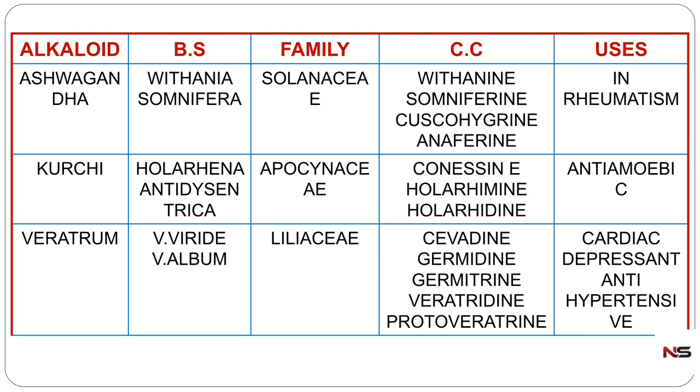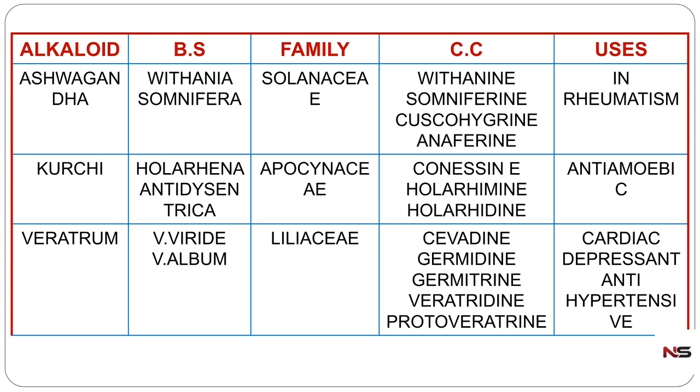Ashwagandha: the biological source is Withania somnifera. Withania somnifera belongs to the family Solanaceae. The chemical constituents of ashwagandha include withanine, somniferine, cuscohygrine, and anaferine.